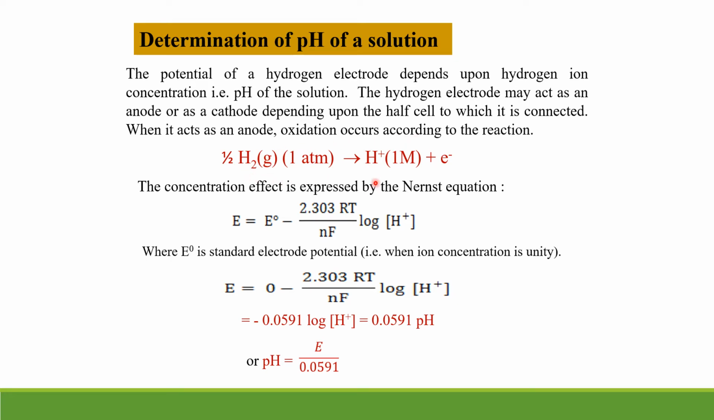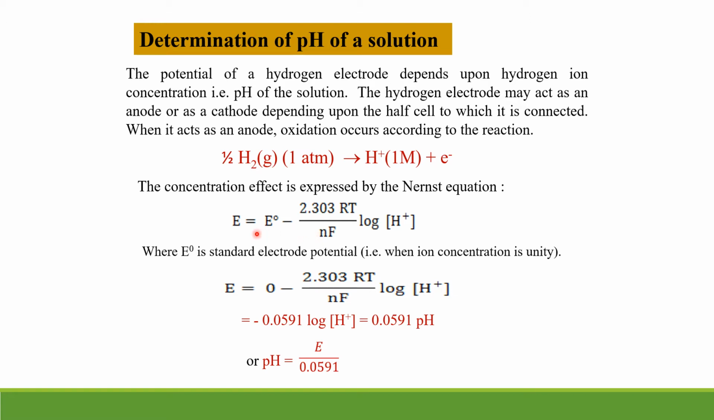So this is the reaction in which oxidation is occurring, formation of H plus ions plus electron. Now the concentration effect of this is expressed by taking the help of the Nernst equation. E is equal to E0 minus 2.303 RT divided by nF into log of H plus ion concentration, where we know that these are all constants. 2.303 is a constant, R is the universal gas constant, T is the temperature, and F is the Faraday's constant. n is the number of electrons exchanged in the reaction.